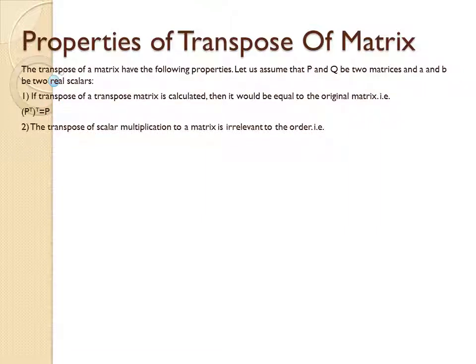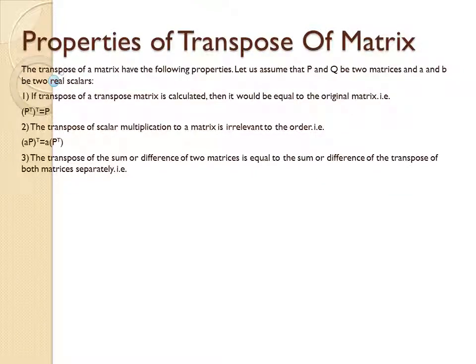Second property: the transpose of a scalar multiplication of a matrix is independent of the order. If we do the scalar multiplication, then (A P) whole to the power T, where T means transpose of a matrix, equals A outside times P to the power T. It is the same.